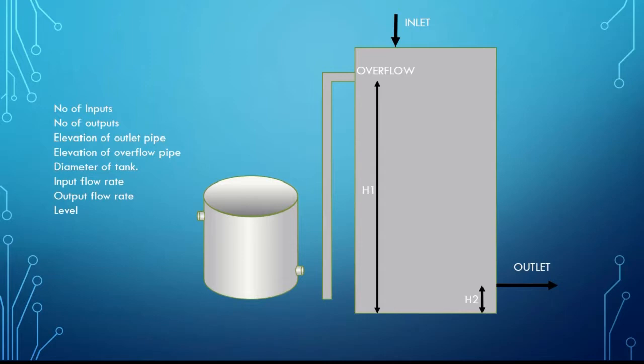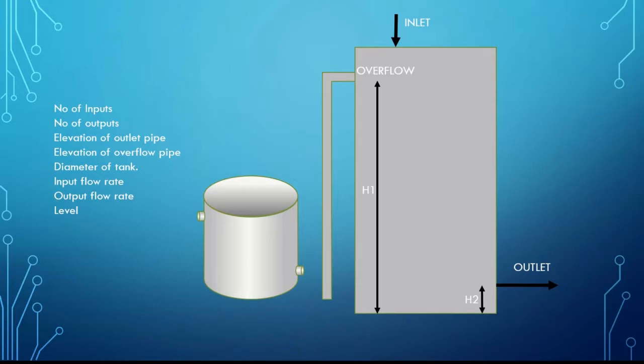Maybe we'll have many inputs. Maybe we have one or more outputs, but definitely in a tank we have an overflow pipe. And we have the outlet valve and pumps connected to an outlet pipe, and this pipe has an elevation, and the overflow also has an elevation. So that's H1 and H2. We may have more than one input, so we have more than one flow rate. Maybe we have more than one output, so more than one output flow rate.